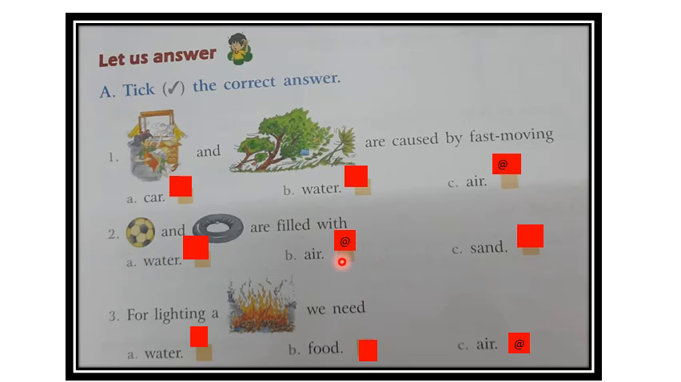Second answer is B, air. Put a tick mark in B, air. And third answer is C, air. Put a tick mark in C, air. Okay, children. Now we are going to the next question.